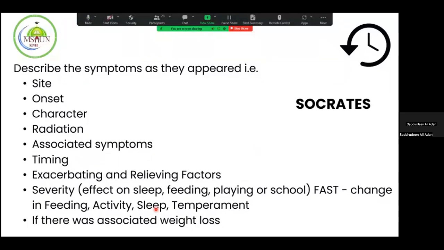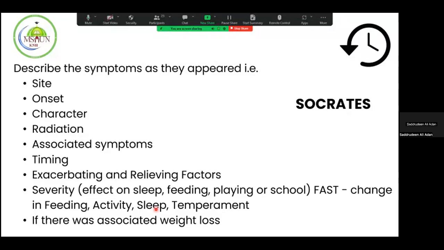Character: is it a sharp pain? Is it stabbing pain? Irradiation: you can ask whether the pain is going anywhere else. For example, pain referred from the abdomen to the right shoulder could be something to do with the liver, maybe cholecystitis, something of the sort. And associated symptoms. Is there any fever? Is there any vomiting? Is there any blurred vision?